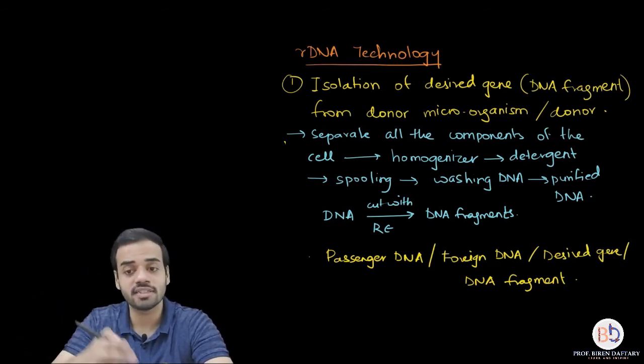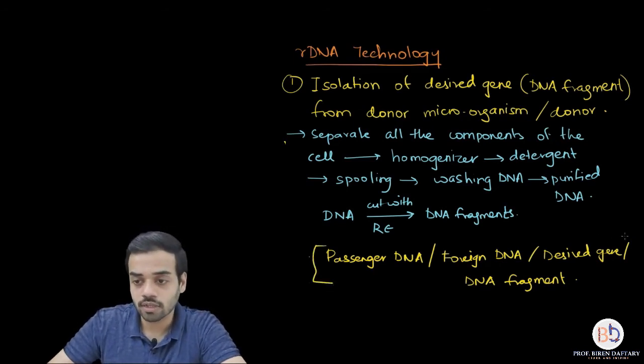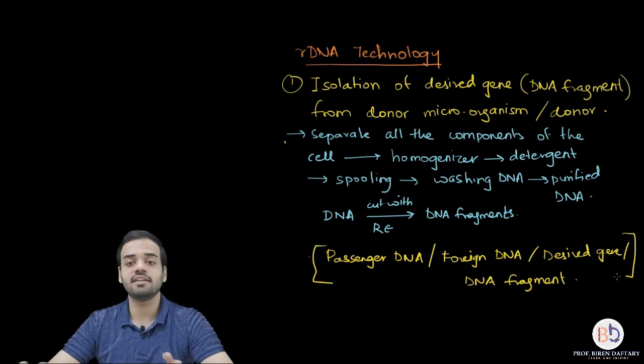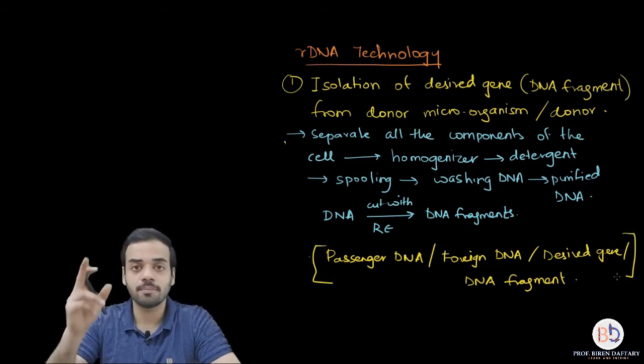It is also called the desired gene. So please remember that all these four terms have the same meaning. Is this clear? So that ends our first step of recombinant DNA technology.